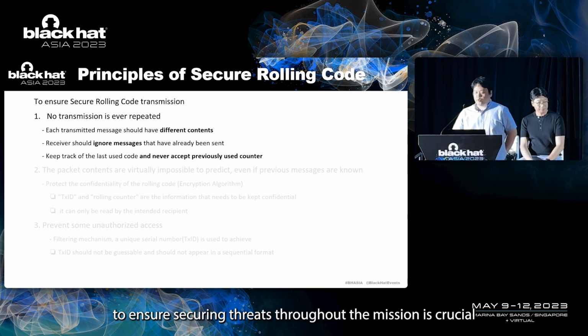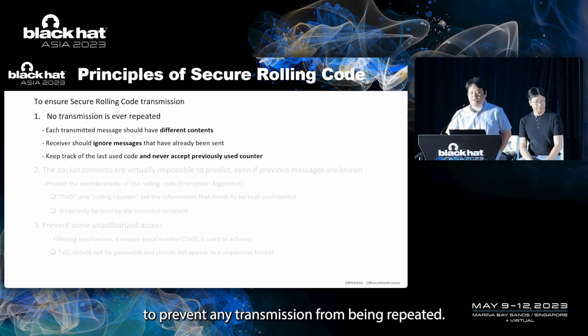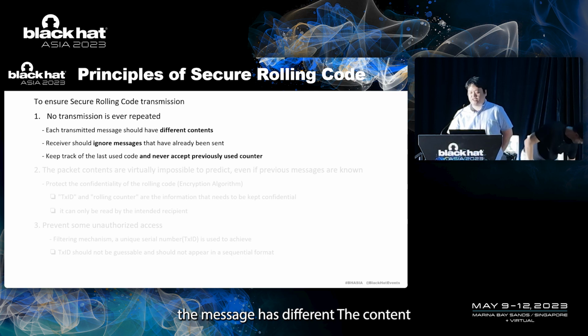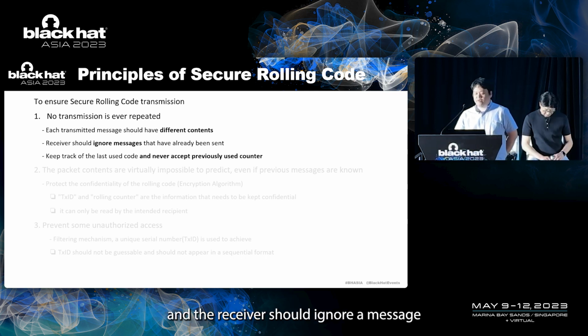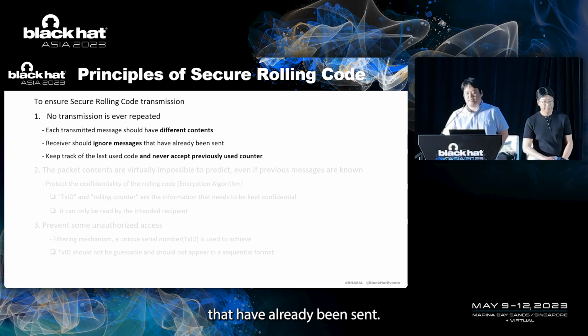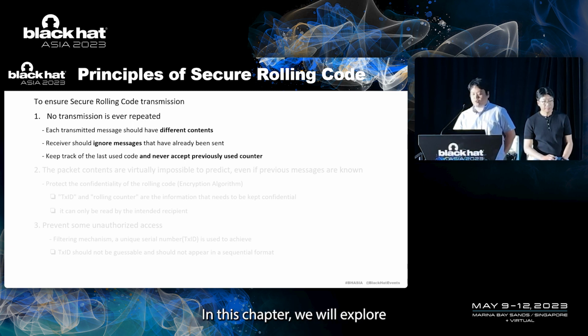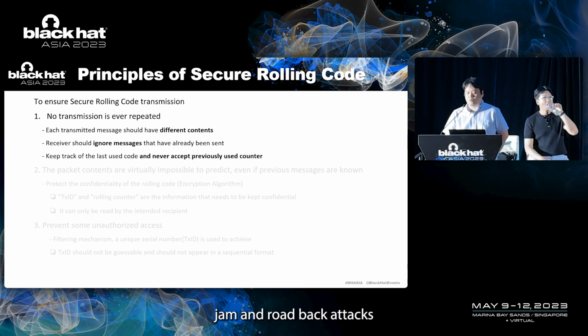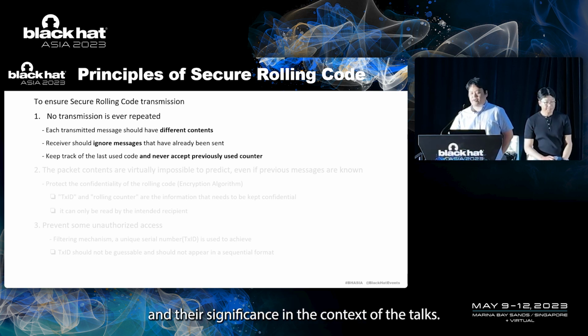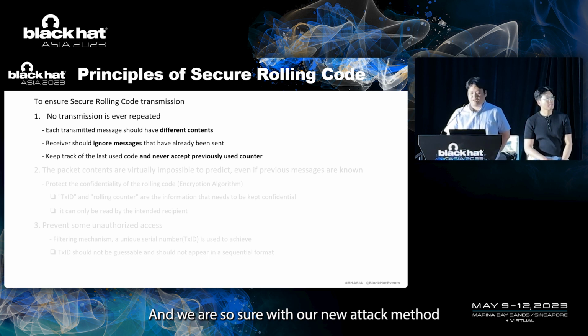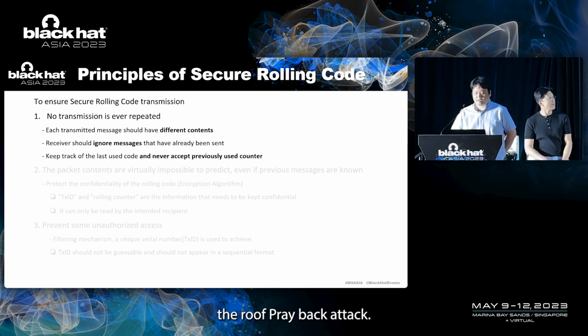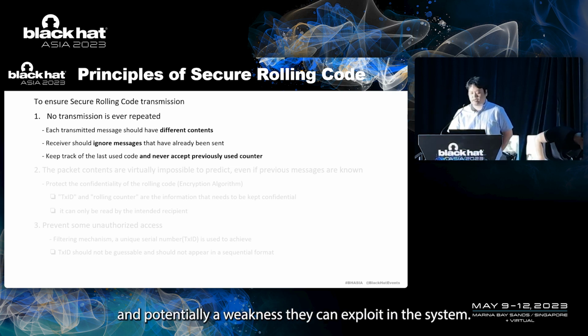To ensure secure rolling code transmission, it's crucial to prevent any transmission from being repeated. This can be achieved by ensuring that each transmitted message has different content, and the receiver should ignore messages that have already been sent. In this chapter, we will explore previous studies on rollback attacks and their significance in the context of door locks. We also show our new attack method, the loop playback attack. We will examine how these attacks work and the potential weaknesses they can exploit in door lock systems.